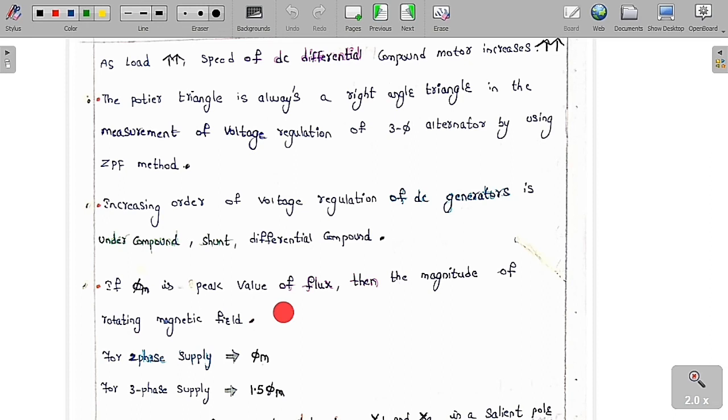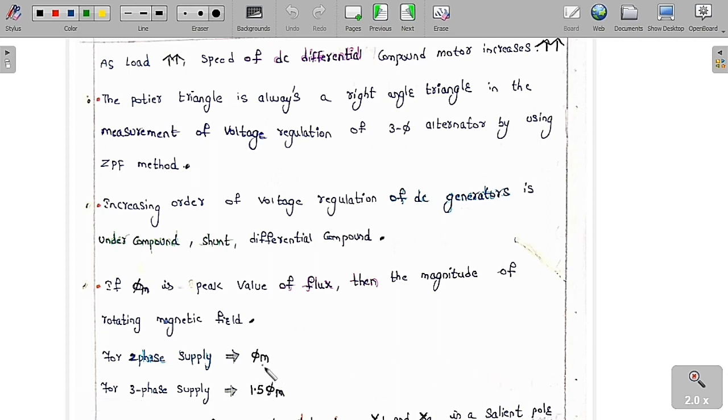If phi m is the peak value of flux, then the magnitude of the rotating magnetic field will be phi m for a two-phase supply, and for a three-phase supply it is 1.5 phi m. The peak value of the magnitude of the rotating magnetic field is n by 2 into phi m, where n is the number of phases, and it should be greater than or equal to 2.